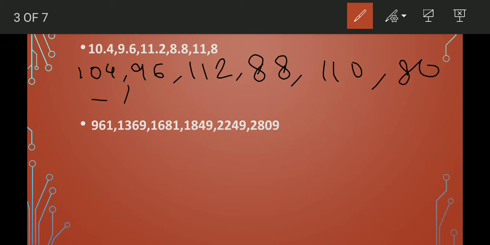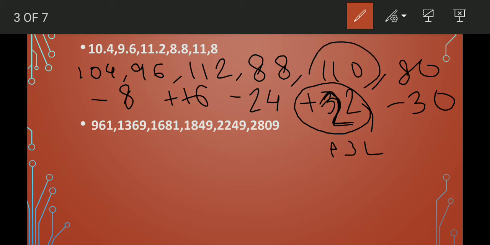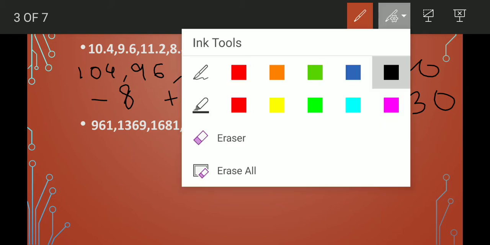First it decreases by 8, next it increases by 16, next it decreases by 24, next increases by 32, sorry it's 22, and the next one it decreases by 30. So it is the table of 8. So in place of 22 it should be 32. Therefore this 110 is not correct, it should be 120. Therefore 11 is not correct, it is our wrong term.